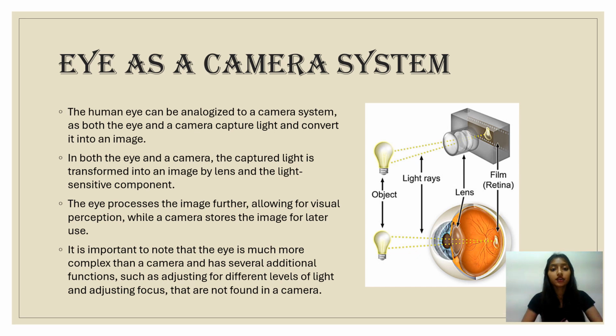The human eye can be compared to a camera system as both the eye and a camera capture light and convert it into an image. In both the eye and a camera, the captured light is transformed into an image by a lens and the light sensitive component. The eye processes the image further, allowing for visual perception, while a camera stores the image for later use. It is important to note that the eye is much more complex than a camera and has several additional functions, such as adjusting for different levels of light and adjusting focus, that are not found in a camera.